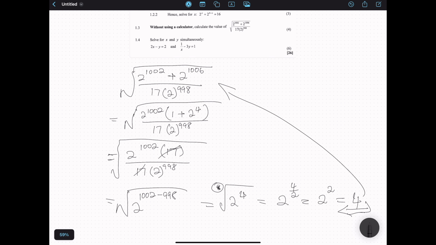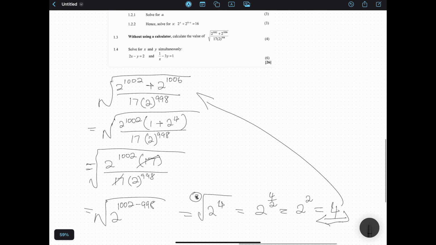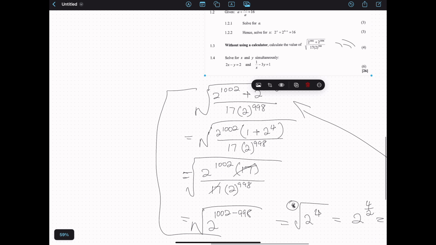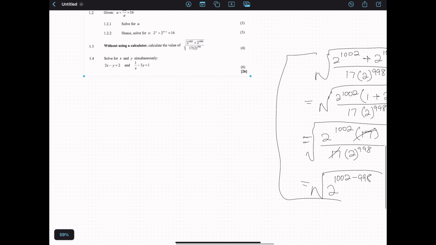You can put that on your calculator to confirm, on your Casio calculator to confirm if this is the correct answer. But remember, they want you to show this for you to get all the marks, right? So last question, obviously, it's always easy, simultaneous equation. So we're going to do simultaneous equation.